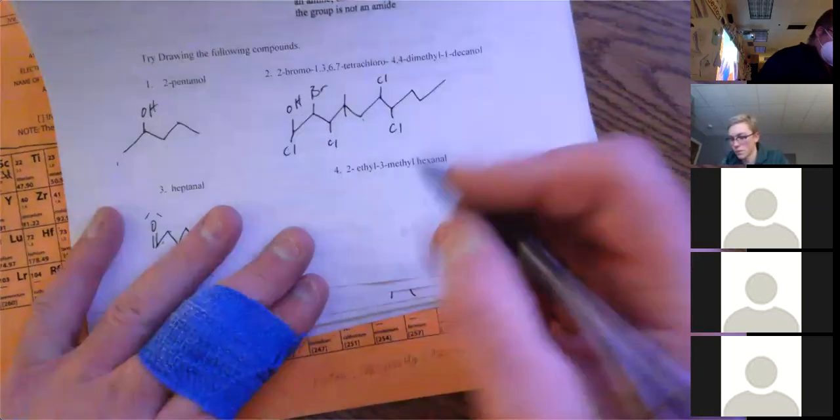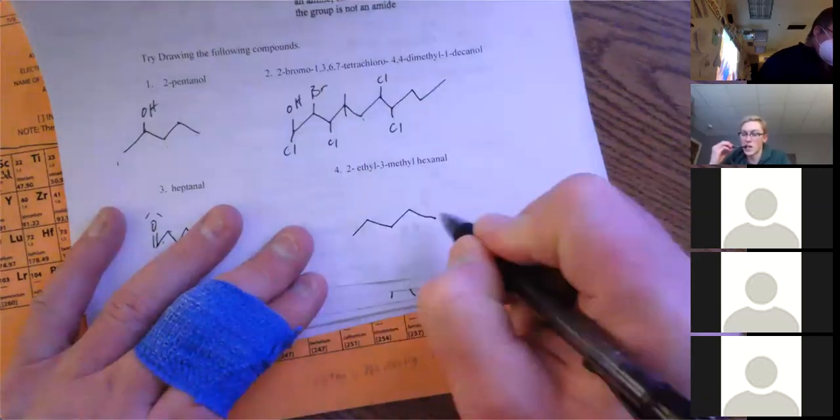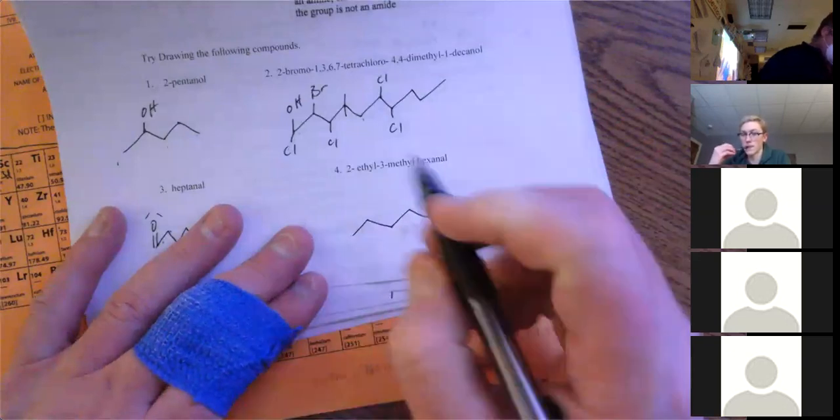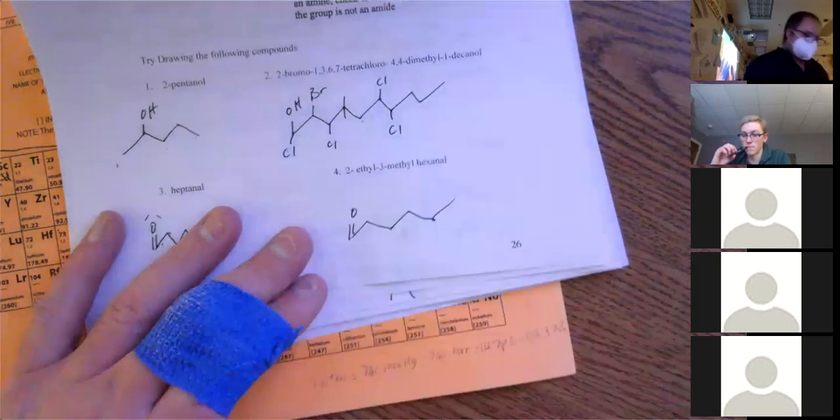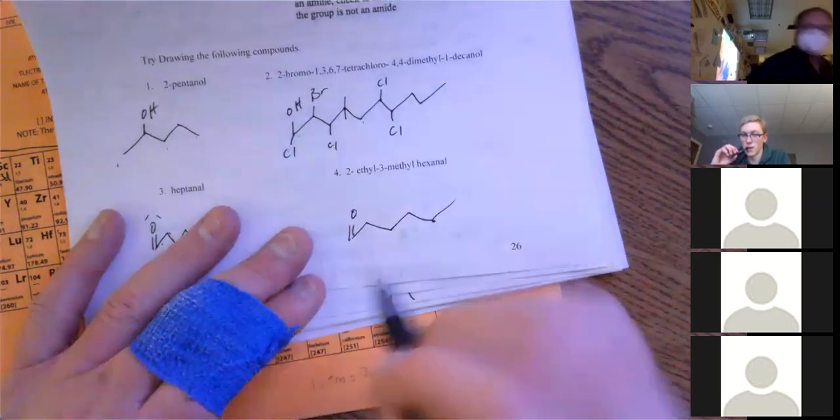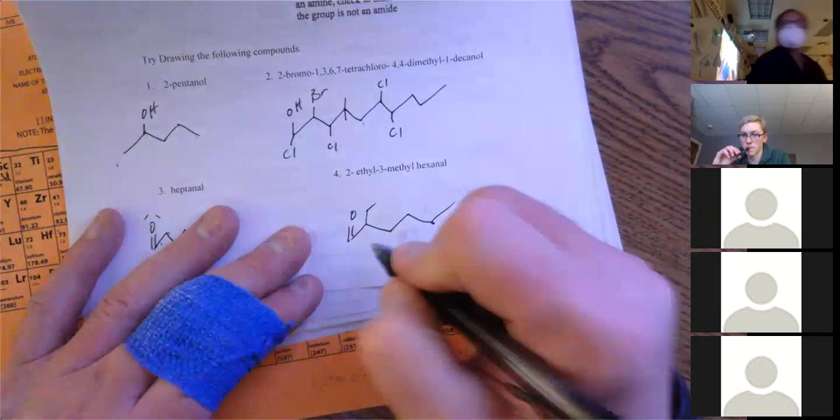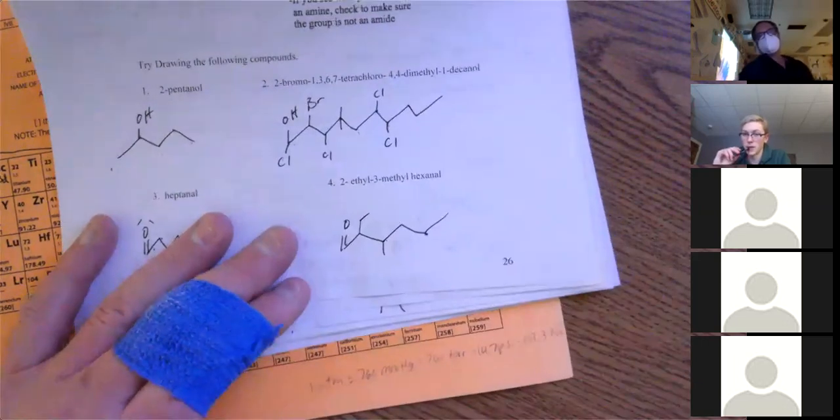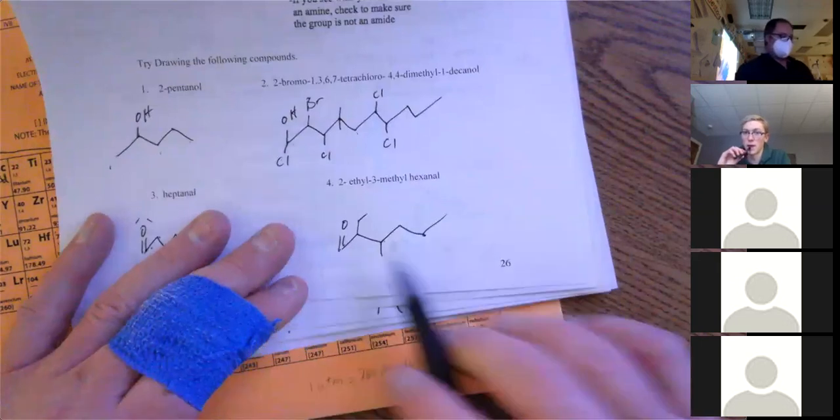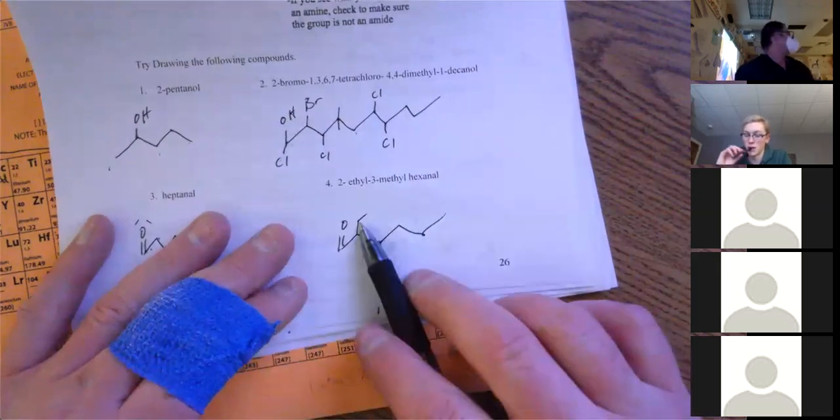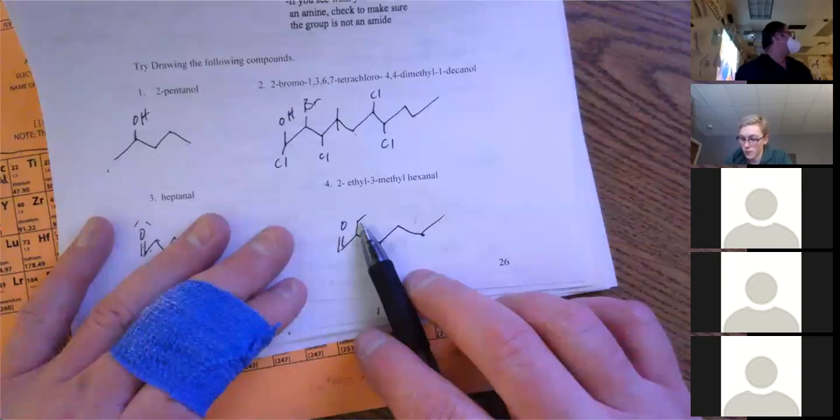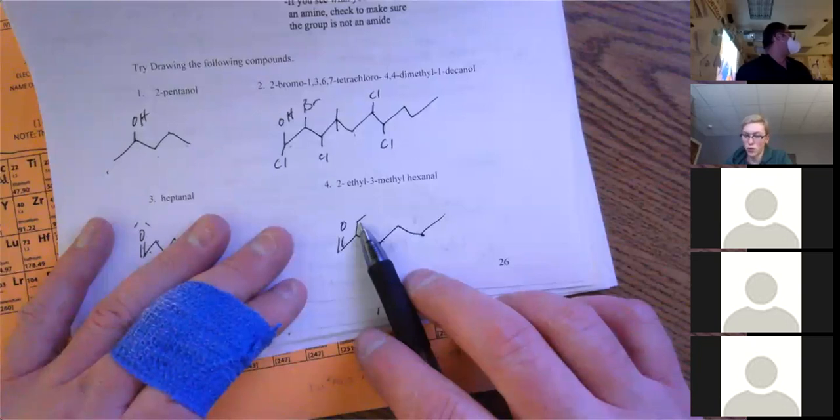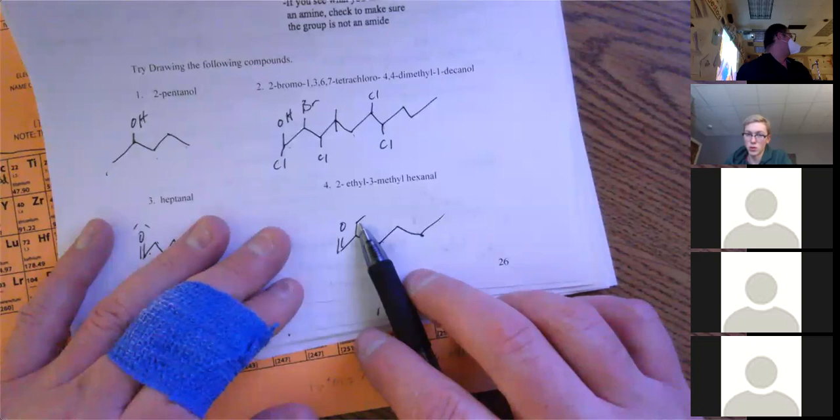2-ethyl-3-methyl-hexanol. 1, 2, 3, 4, 5, 6. Hexanol. We've got that done. 1, 2, 3. Hybridization for this carbon right here. sp3. How many hydrogens are attached to it? 2. What is the name of its little brother? Good.